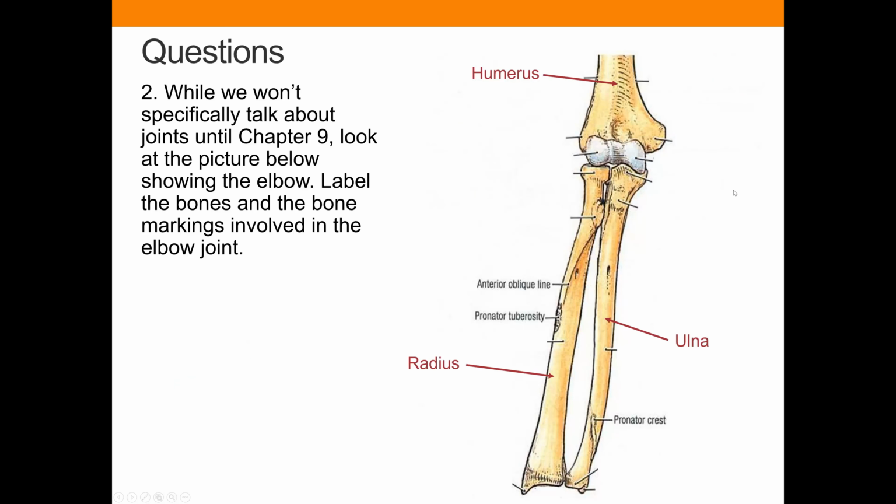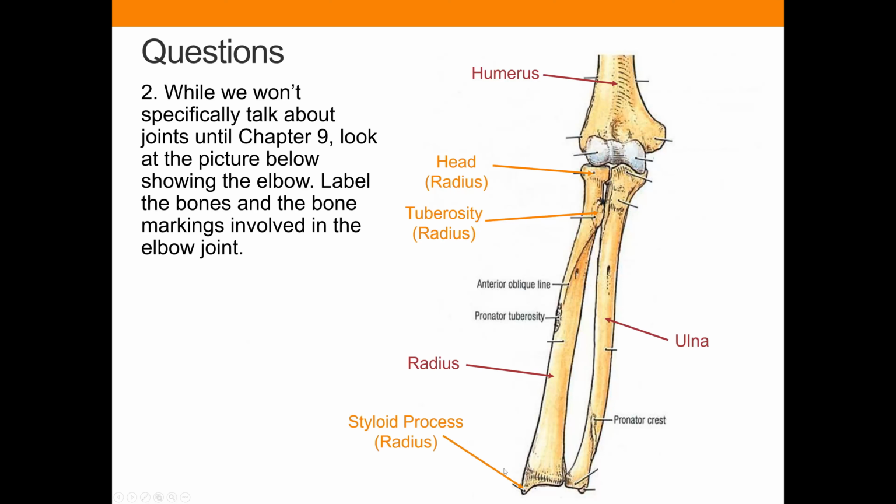So let's take a closer look at the radius and the ulna. As I mentioned, this is the head of the radius. It looks like the head of a nail. The radial tuberosity, or the tuberosity of the radius, is going to be this bump on the anterior side just below the head. This is where the biceps brachii muscle will actually insert.